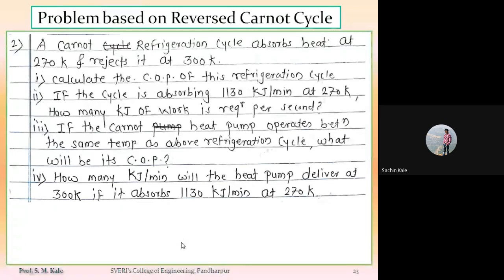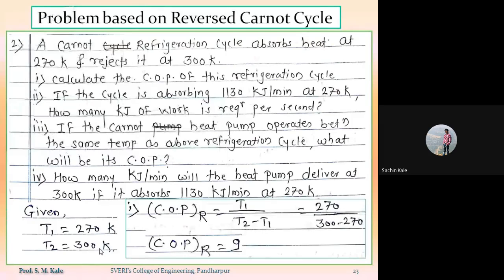So we'll solve this problem. Now, first of all, we'll write down the given data. They have provided the two temperatures. First temperature is nothing but 270 Kelvin. Second one is nothing but 300 Kelvin. Out of that, the lowest temperature will be considered as T1, and the highest temperature will be considered as T2.